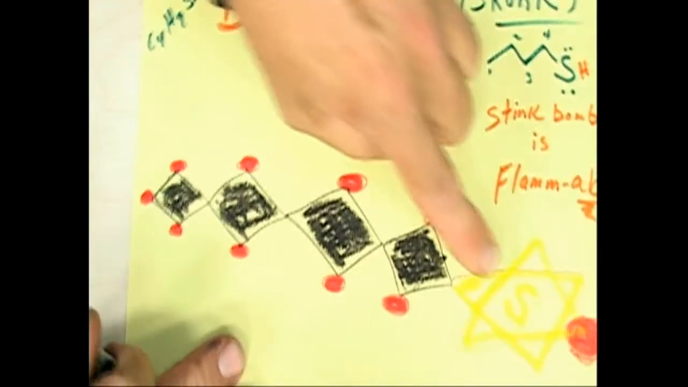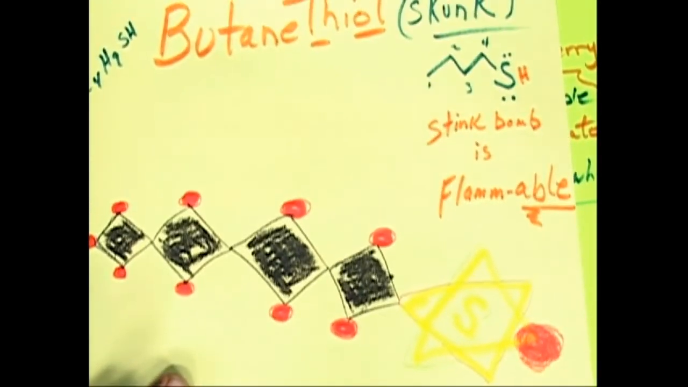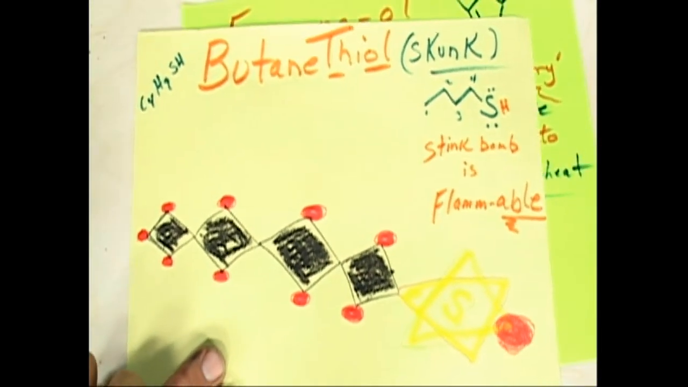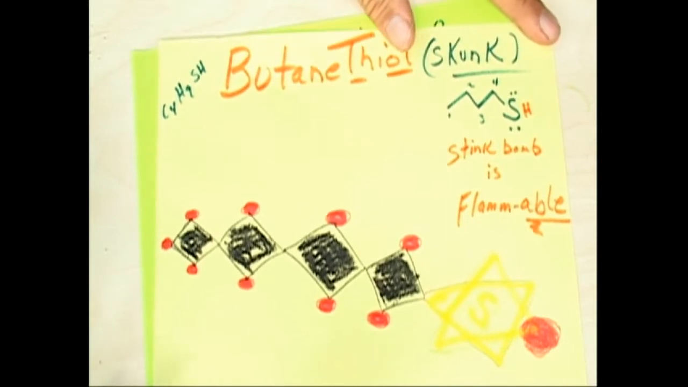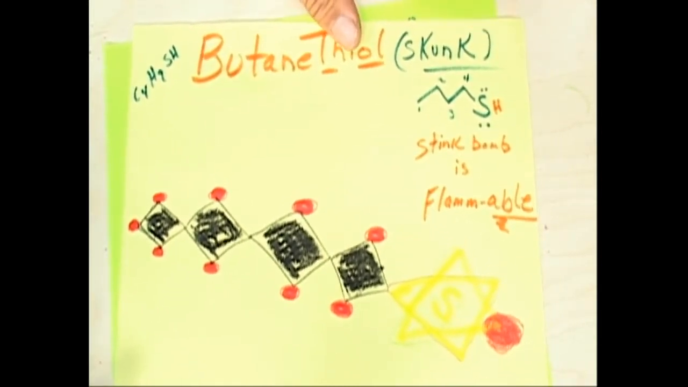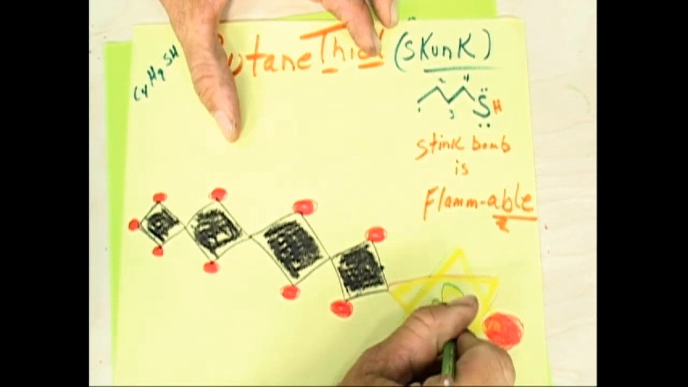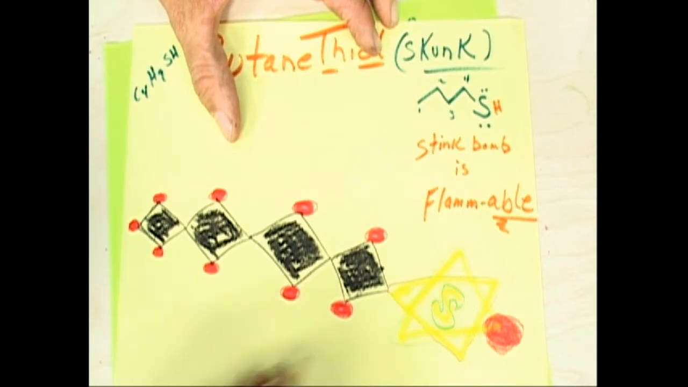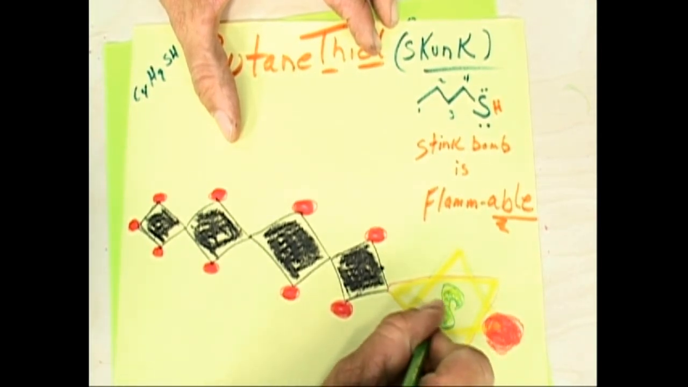So now you know your groups. If there was an OH, it'd be butanol. This is the skunk smell that you smell. Remember I said nitrogens and the sulfurs are the ones that are the foul smellings that you smell in decay and things of that nature. Can we get this to look any better? Sulfur, colored in kind of green. Sulfur is green, right? Green and yellow.